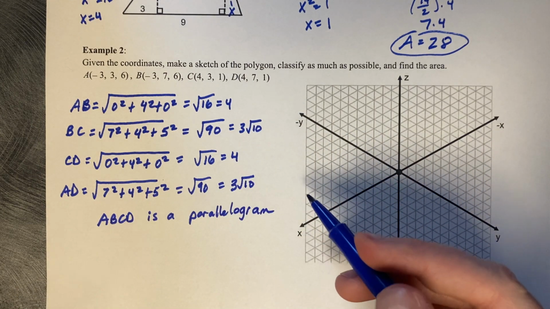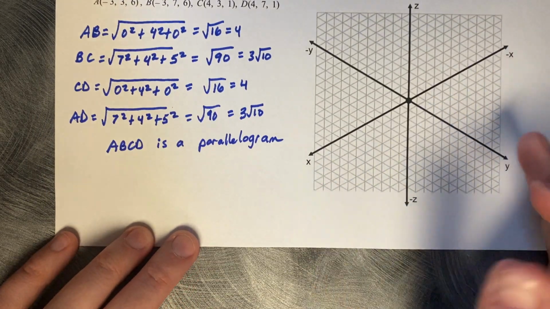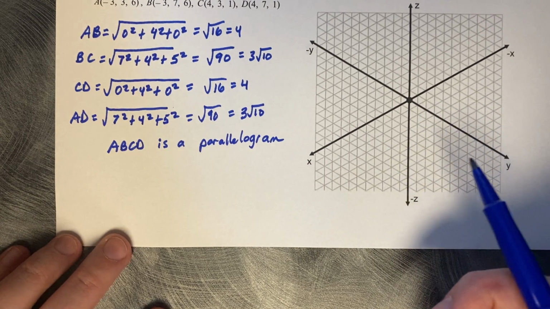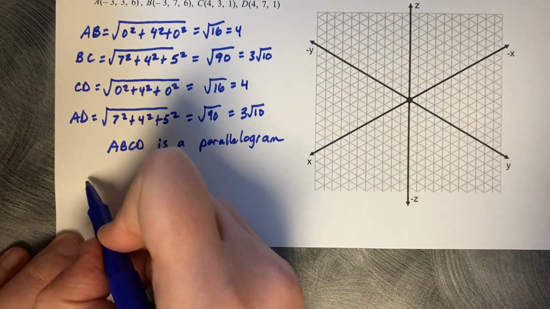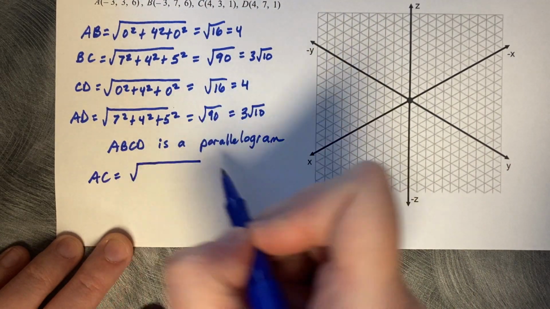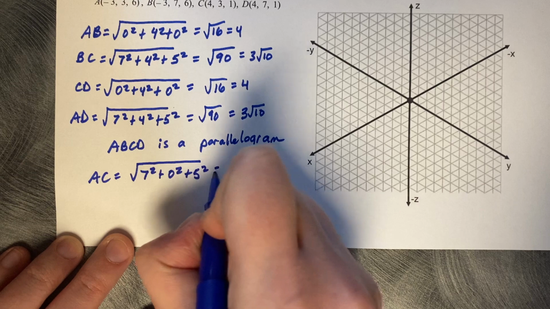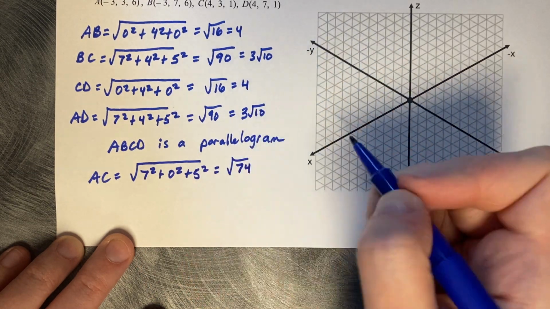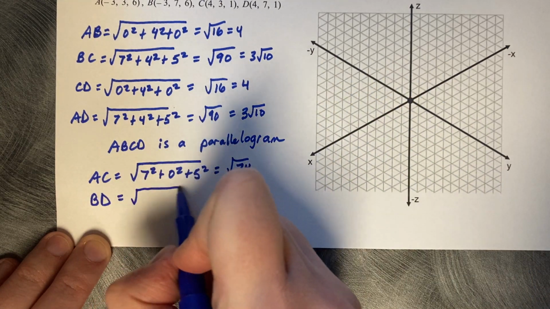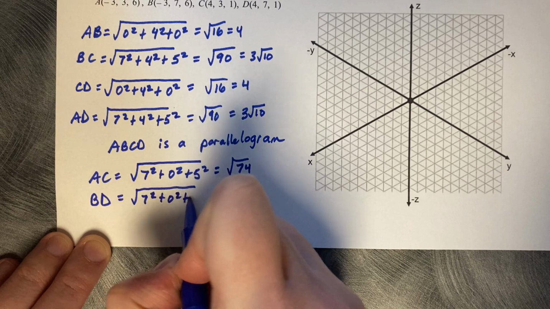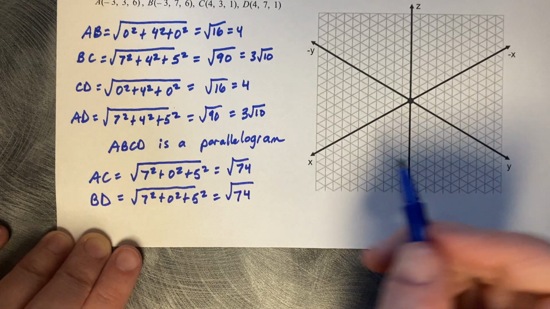Now, it seems like it's probably a rectangle. If you recall, the way that you could do it is with slopes to get a 90-degree angle for equiangular, or you can show that the diagonals are congruent. So if we drew this, AC would be a diagonal. So let's find the length of AC. It's going to be the square root of 7 squared plus 0 squared plus 5 squared, which is the square root of 74. BD is the other diagonal, so that's 7 squared plus 0 squared plus 5 squared, which is again the square root of 74. So now this is a rectangle.